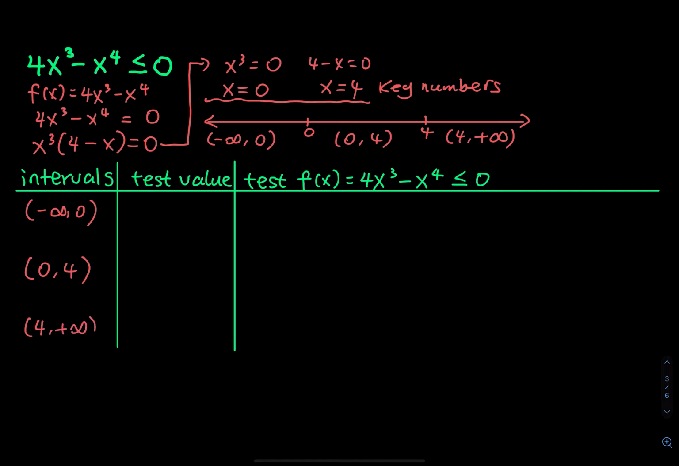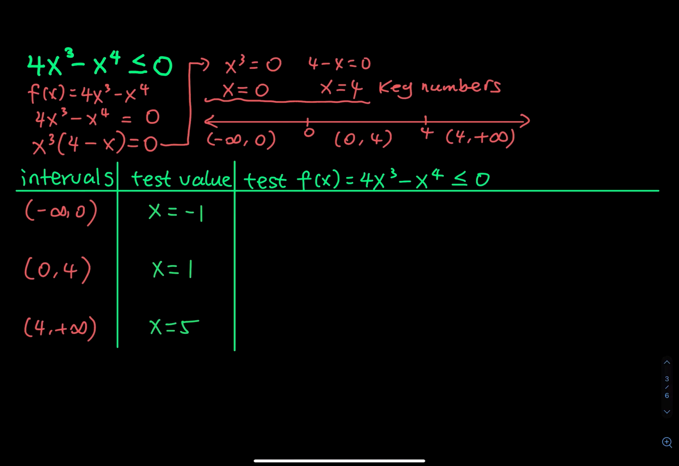And here is the test value. For the test value, I will pick something simple. From negative infinity to 0, yes, you can pick negative 105, but when you plug it into the function, you have to deal with big numbers. I will just pick something easy like negative 1. Here I will pick a 1, and here I will pick a 5. Plug it into the function to check whether it's less than or equal to 0, because the given problem is less than or equal to 0, and I already let everything on the left hand side equal my function.